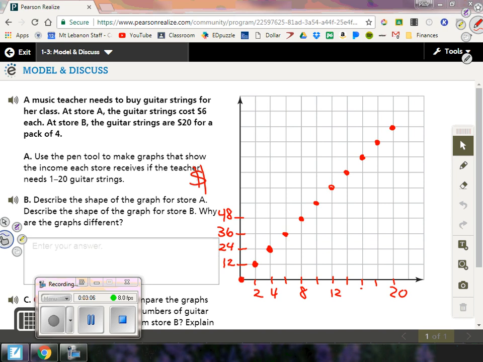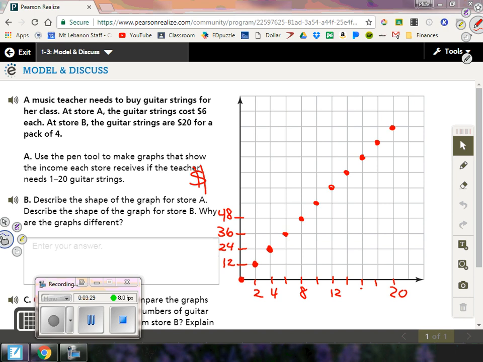Now, since we counted by 2 for our x-axis, technically there are more dots here, right? She could buy 1, she could buy 3, she could buy 5. We only have the even numbers graphed, but that's okay. You good with that? So that's what your graph on the left should look like.